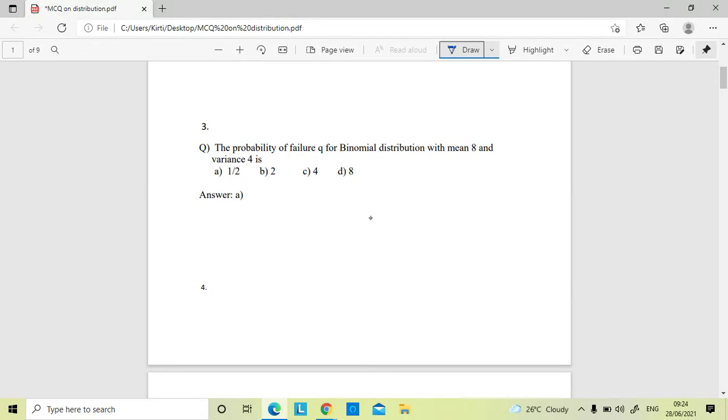So as this is the problem of binomial distribution, we need the mean for binomial distribution. What is the formula for the mean of binomial distribution? The mean is given by nothing but N into P. Whereas variance, what is the formula for variance? Variance is given by N into P into Q. So these are the things given.